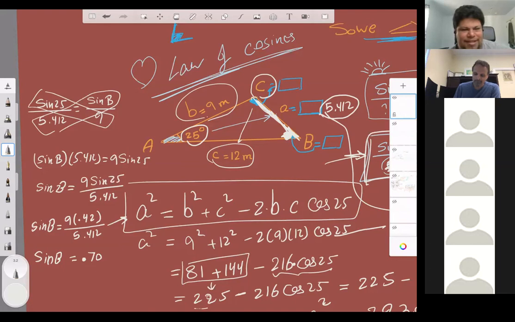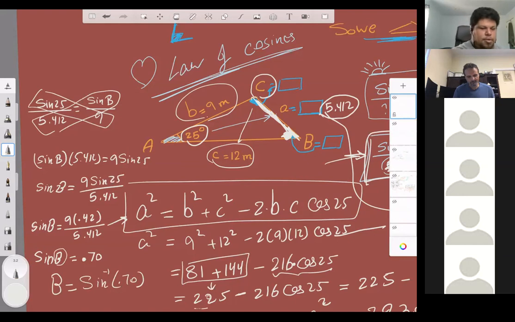I don't know actually. Anybody? How do we solve for b? B will be sine inverse of 0.70. Correct? In order to get the angle, we use the inverse. So what is sine inverse of 0.70? Can you guys do it for me? Can you make sure it's in degrees?